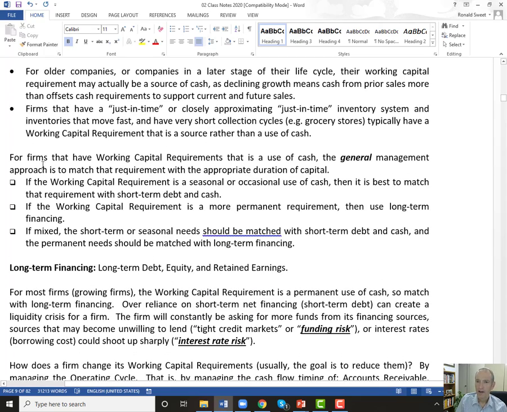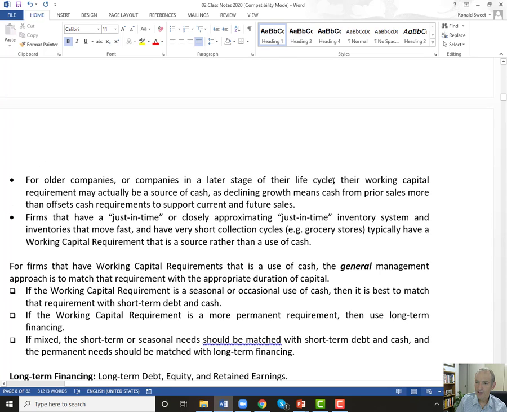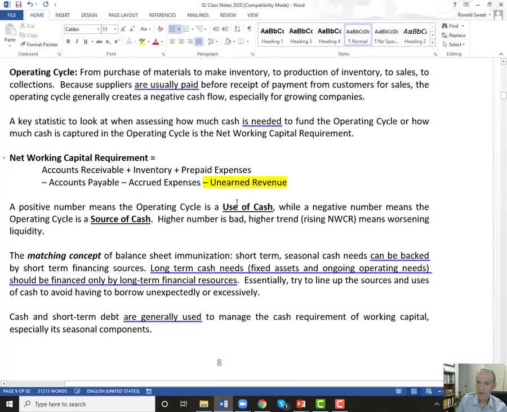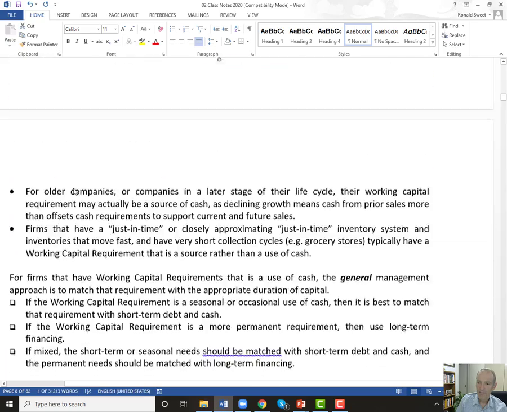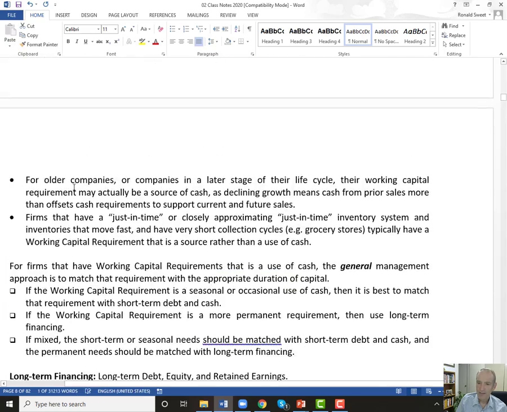For older companies, later in their life cycle, their working capital tends to be a source of cash. It might be because they're declining growth, and what that means is they're collecting a lot of receivables. They're not having to buy a lot of new inventory because they're just not growing that fast. So they tend to be more liquid. Unfortunately, not growing really fast.